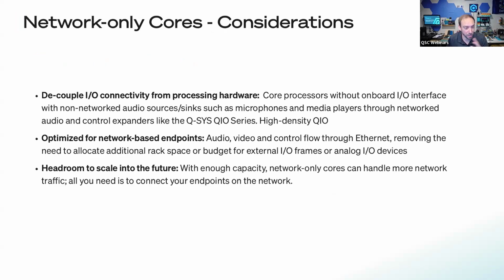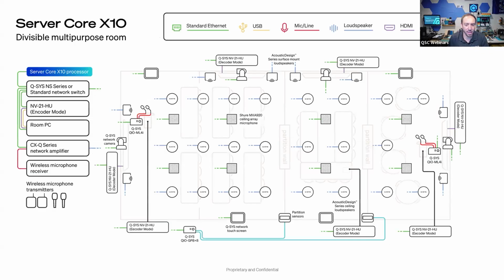And these network-only cores, again, no physical I/O on them besides the network connections. They're meant to leverage our modular I/O and make sure that you have the I/O where you physically need it in the system. And then they have a ton of headroom so that if you need to add more to these systems, you can without having to leverage a ton of extra cores or trying to break out your design in weird ways.